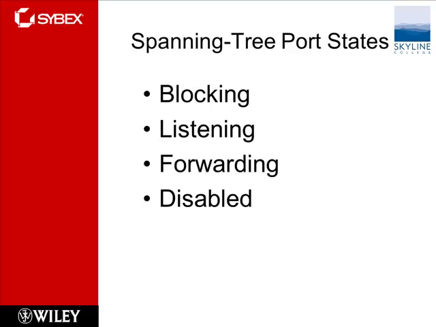Forwarding ports, we're forwarding data. Listening and learning, we're exchanging BPDUs. So it sends the BPDU traffic, but not the data until it gets into the forwarding phase. Once it gets into the forwarding phase, it actually sends the data. Disabled is a little bit different than a blocked port. A blocked port is done by the system. A disabled port, you go into the port and use the shutdown command, where you turn it off, administratively down.